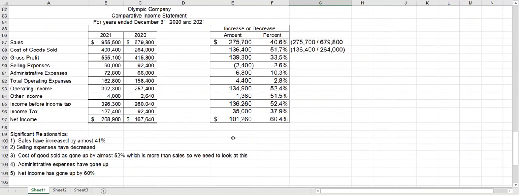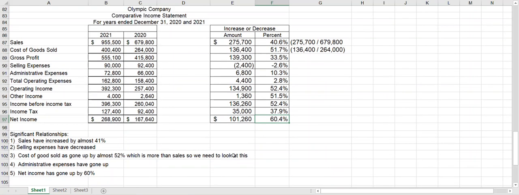So some key notes that you might notice too is that sales went up by 40%. And again, we talked about cost of goods sold went up by more than that 40%. However, overall, net income went up by 60%. A lot of that might be due to the savings in some selling expenses. That might have contributed to it as well.